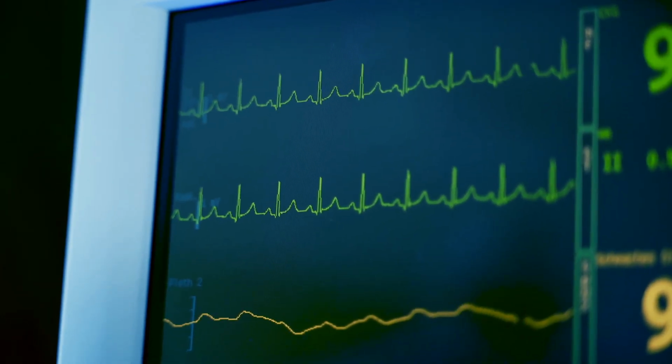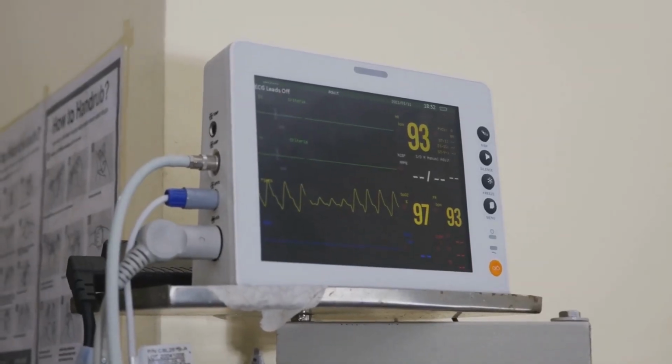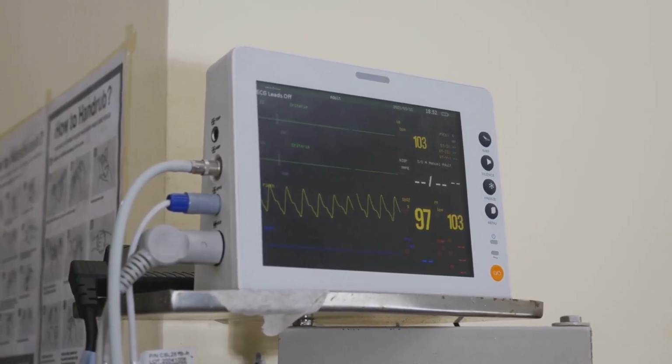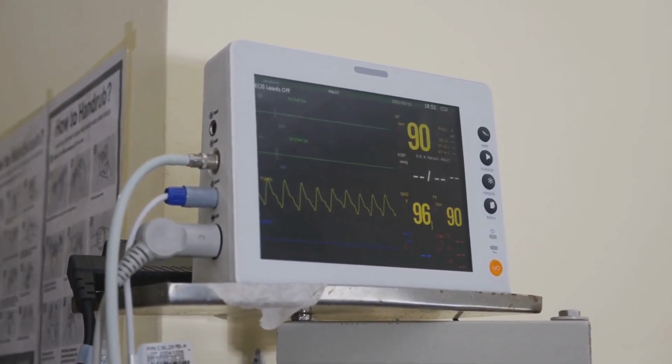Electrocardiogram, or ECG. The heart generates electrical signals that can be measured in millivolts. An ECG typically shows voltages ranging from 0.5 to 3 millivolts during the heart's electrical activity.